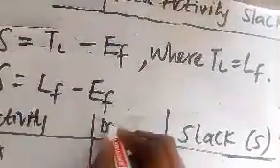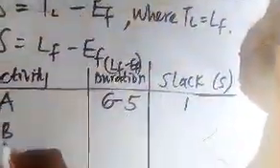So I have this as my duration: LF minus EF. So 6 minus 5, I have it as 1, for my B. So, not to waste time checking one by one, the first thing you do is just write your activities, A to I: A, B, C, D, E, F, G, H, I, like that.